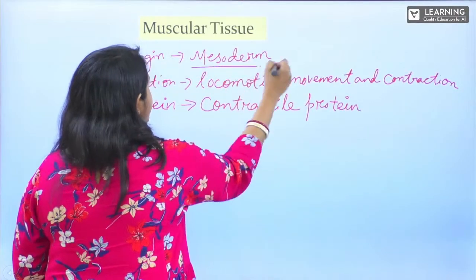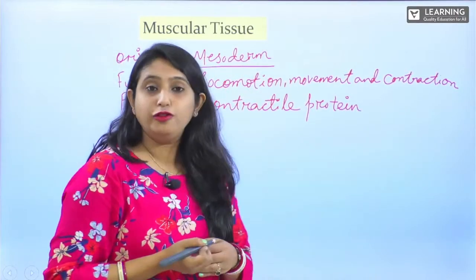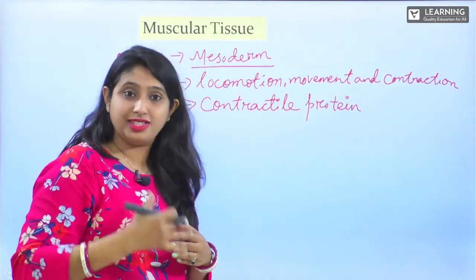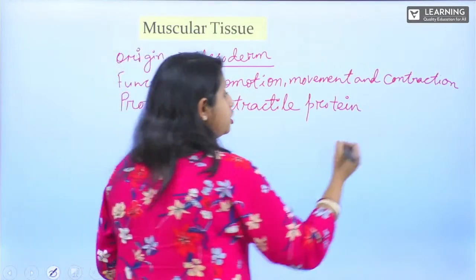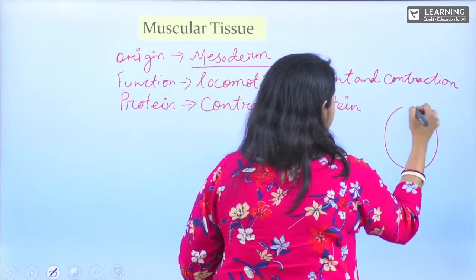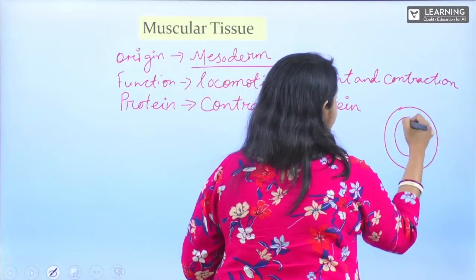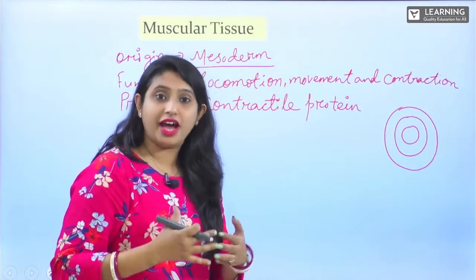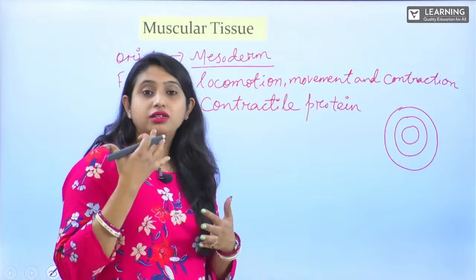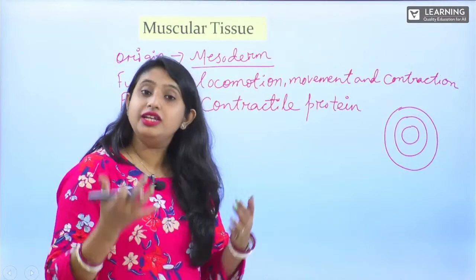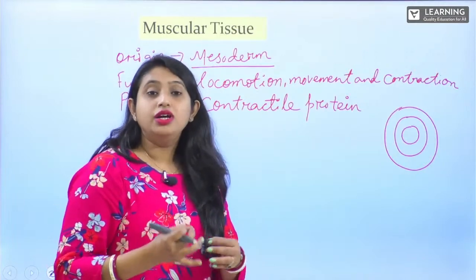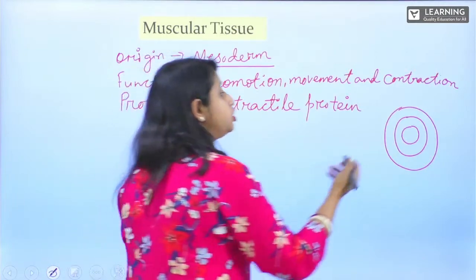So what is this mesoderm? Mesoderm is one of the layers during the formation of the embryo in the gestation period. If you remember, there are 3 layers in the embryo. Now what is this embryo? Embryo is formed from the zygote. When the zygote divides continuously, it leads to the formation of the embryo. So in the embryo, during the gestation period, there are 3 layers.